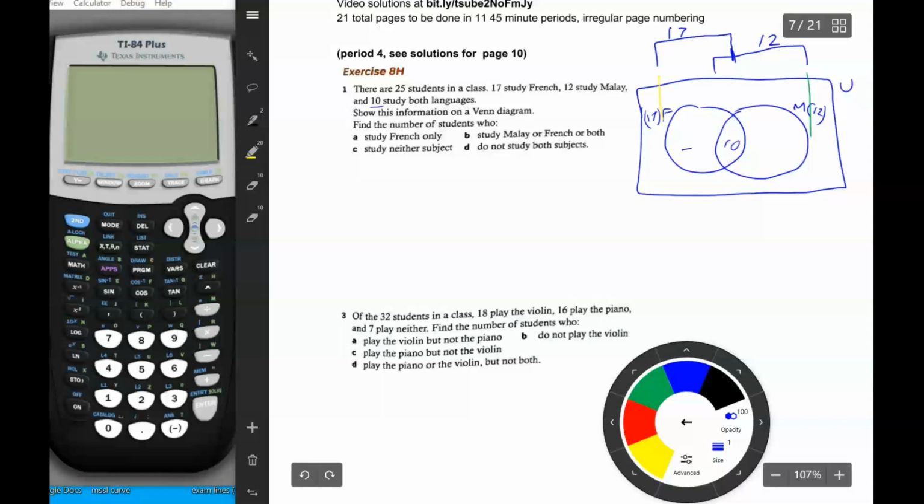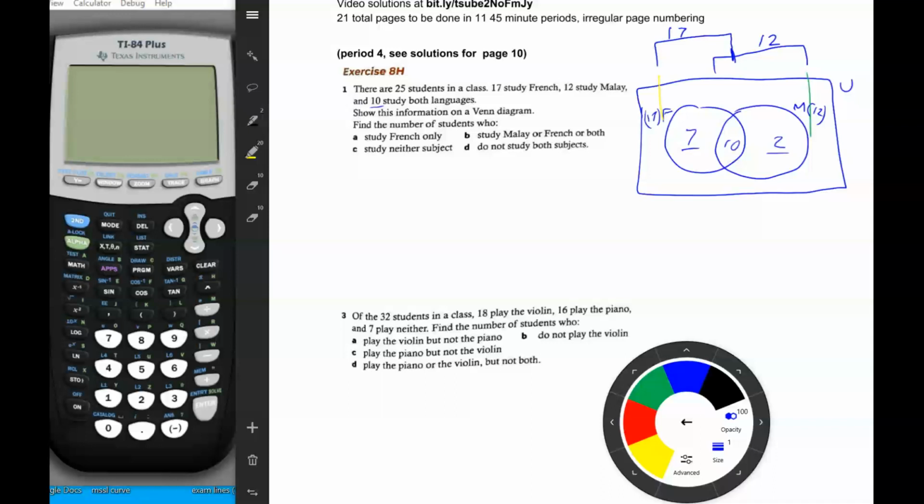And now that we know that the middle part has 10, we can do some pretty easy subtraction to figure out that this bitten part of the apple is going to be 17 minus 10, so it's going to be 7. And this bitten part of the apple of M is going to be 12 minus 10, which is 2. Okay, so now I have 7 and 10 satisfy the fact that 17 are taking French. 10 plus 2 satisfy the fact that 12 are taking Malay, right? And there's 10 in the middle, like they said also.